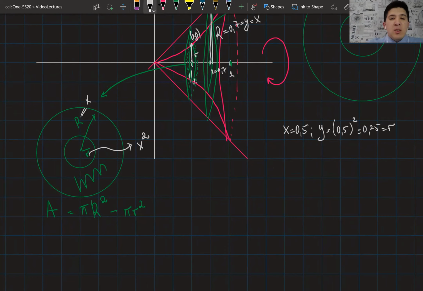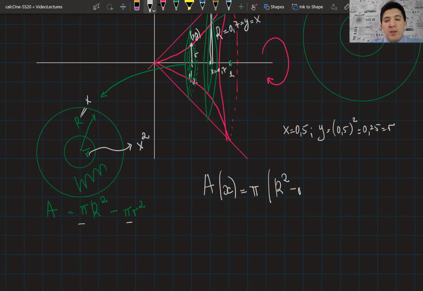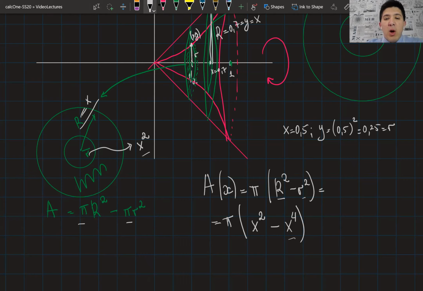So the area obviously is going to depend on the x. So this is going to be pi. If I take out the pi from the brackets, what I will have here is R squared minus small r squared. It's going to be equal to pi multiplied by the outer radius, which is simply x, right, which is going to be x squared, minus r squared, the inner radius, which actually is x squared. This squared is going to be x to the power of 4. So please note that x to the power of 4 is always going to be smaller than x squared if x is between 0 and 1.